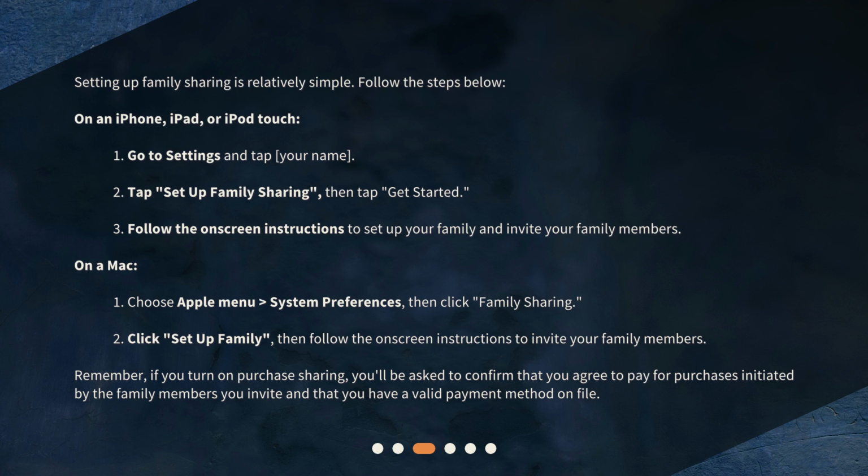On a Mac, 1. Choose Apple Menu, System Preferences, then click Family Sharing. 2. Click Set up Family, then follow the on-screen instructions to invite your family members. Remember, if you turn on purchase sharing, you'll be asked to confirm that you agree to pay for purchases initiated by the family members you invite and that you have a valid payment method on file.